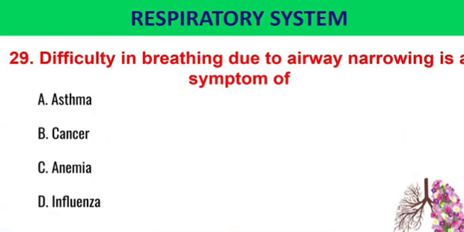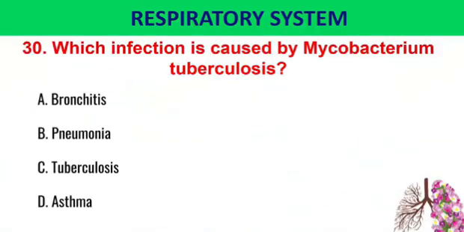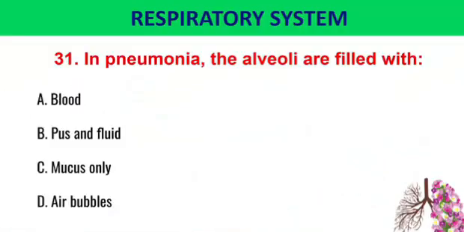Difficulty in breathing due to airway narrowing is a symptom of asthma. Which infection is caused by Mycobacterium tuberculosis? Tuberculosis. In pneumonia, the alveoli are filled with pus and fluid.